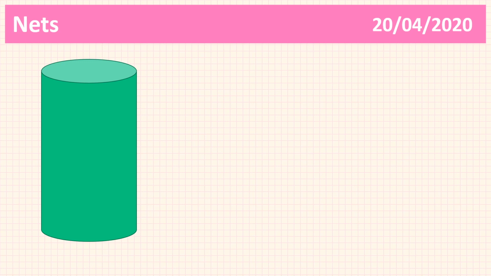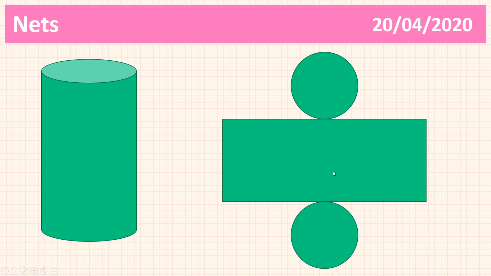Now, if you said rectangle, you are exactly correct. So this is what it would look like. It would be 2 circles and a rectangle.